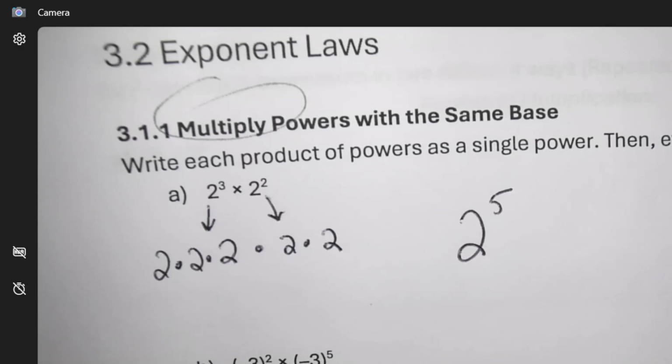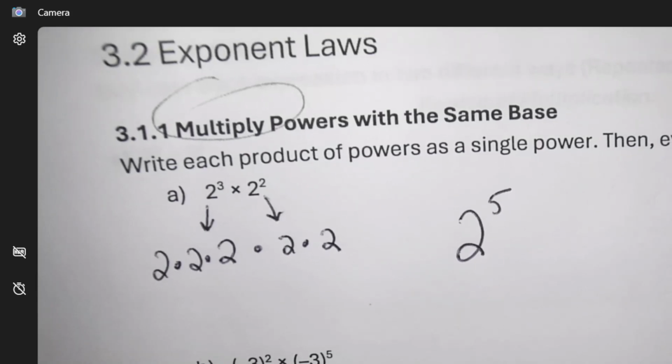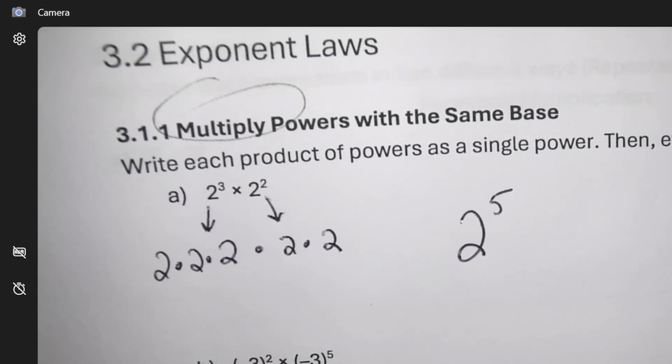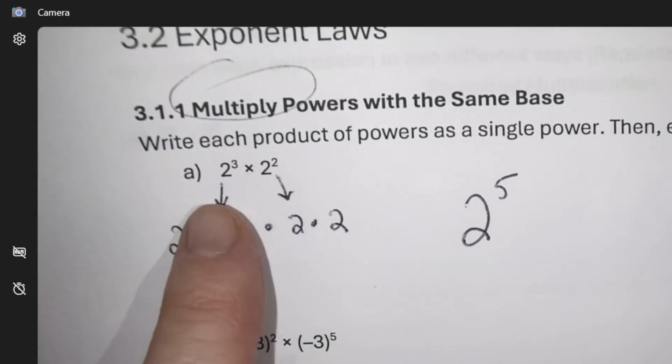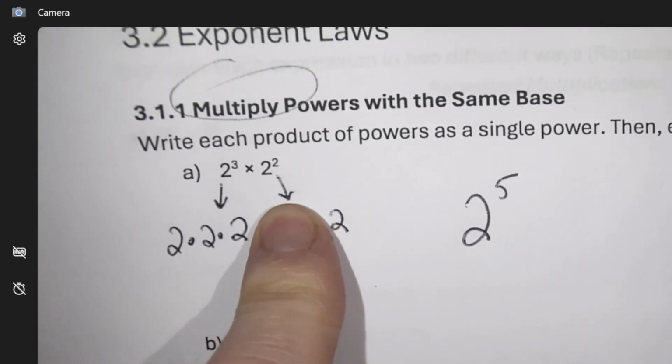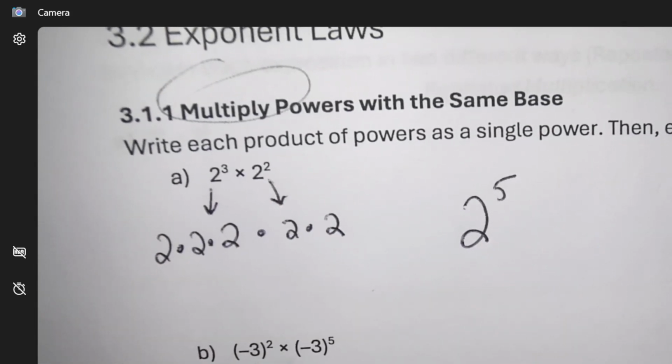Was that Annika? What did you say? Add the exponents. That is the rule. Okay, so when you multiply with the same base, so they have to have the same base, so this had a base of 2 and this had a base of 2, then you add the exponents.